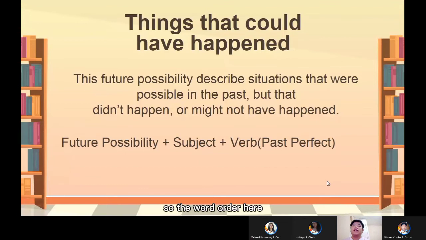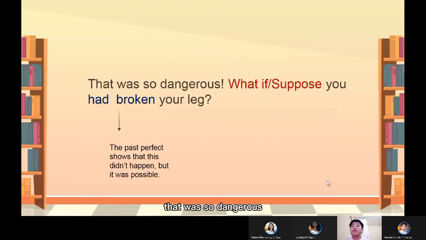So the word order here is really the same as the two earlier ones, but the verb here is in the past perfect form. Here is an example. That was so dangerous. What if, or suppose, you had broken your leg? "Had broken" here indicates the past perfect form, which was possible to happen, like the chances were high.